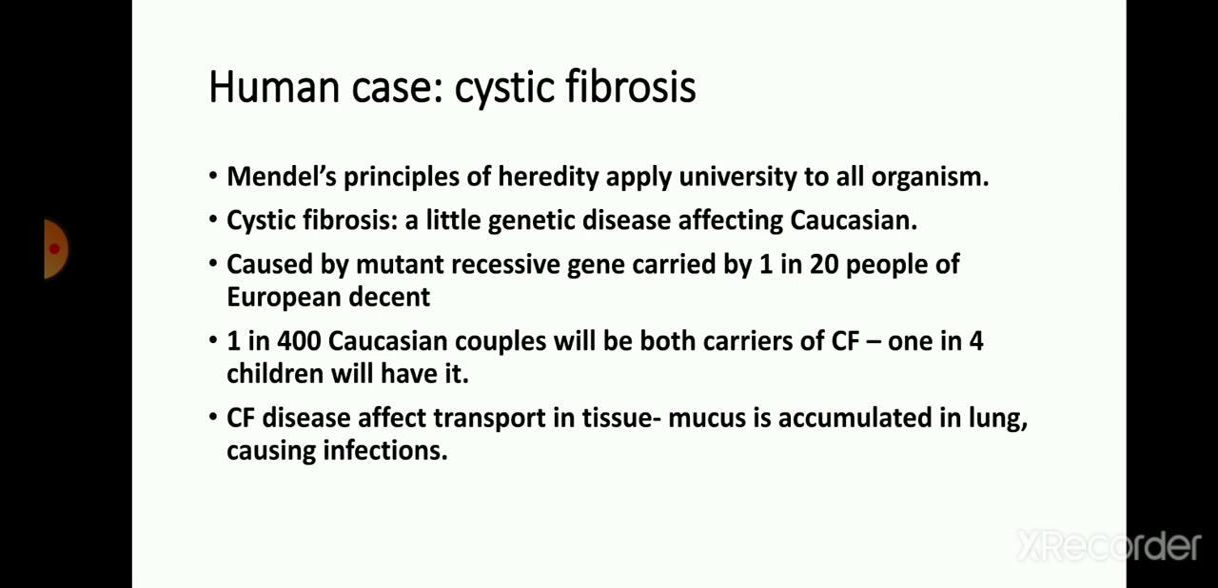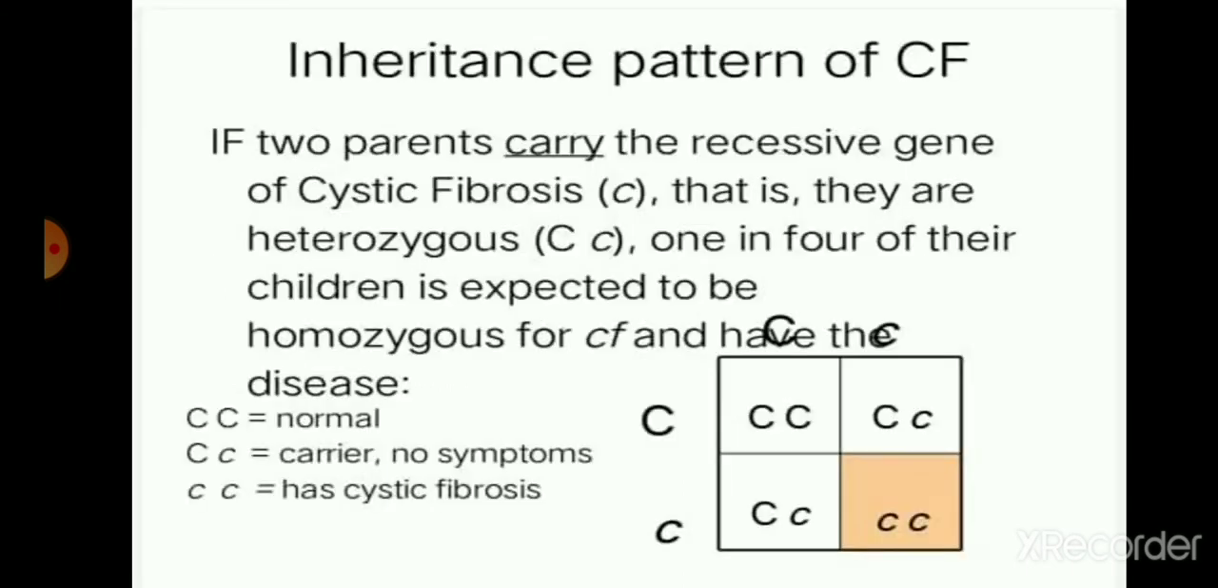Cystic fibrosis affects transport in tissue, and mucus accumulates in the lungs, causing infections. That is how the inheritance of cystic fibrosis occurs in human beings. If two parents are carriers of the recessive gene of cystic fibrosis, that is, they are heterozygous. Basically, cystic fibrosis is caused when the two alleles are recessive in nature. When both alleles are recessive, the disease appears in the human being.